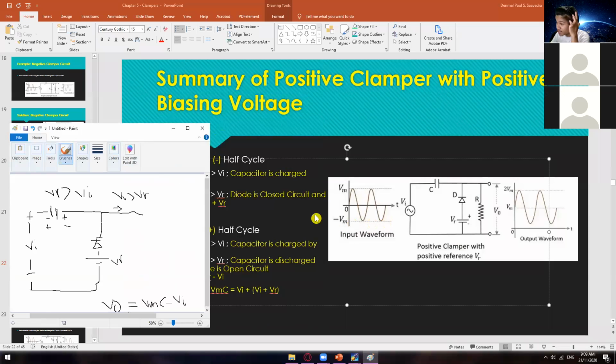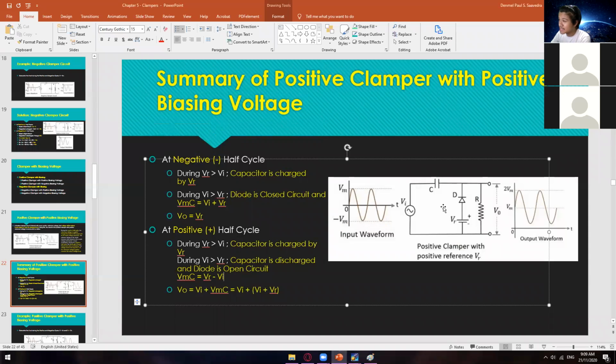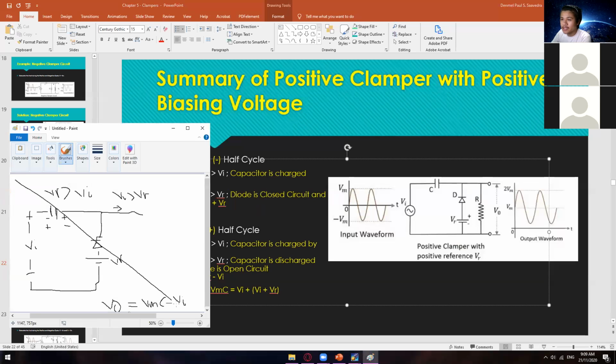So take a look at this one. During the negative, it was now charged by the V sub I and then V sub R, right? Wherein we have this kind of equation. VMC is equal to V sub I plus V sub R. So let's have an actual value for you to imagine.